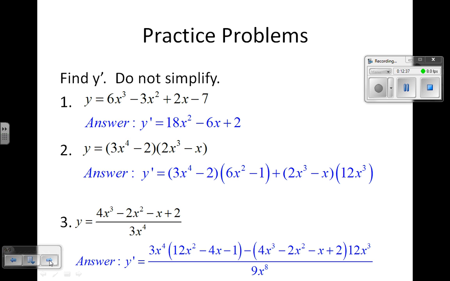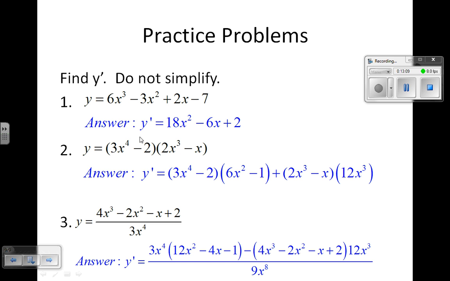Okay, so here are the answers. You can check yourself, see how you did. The first one: when I look at the derivative of the first term, 3 times 6, 18x to the 2. Here, 2 comes down, negative 3 times 2, negative 6, x to the 1. Derivative of this linear term. When I say linear term, it just means the variable is to the first power. Linear meaning line. So here, this term, the derivative is just the coefficient 2. And then at the end, the constant, the derivative of any constant is 0.